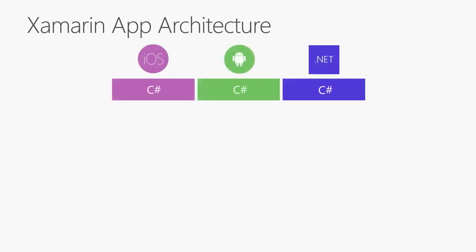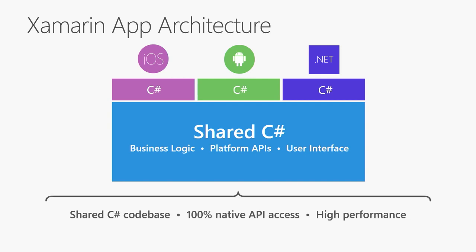You have your various native UIs, and you can write C# targeting those devices directly. But what we really want in this big light blue colored box is to have most of your business logic, calling platform APIs, and your user interface shared between them. So you don't have to write those multiple times, but you still get all the access that you need to everything. So what we're talking about today is contained in this light blue box at the bottom.